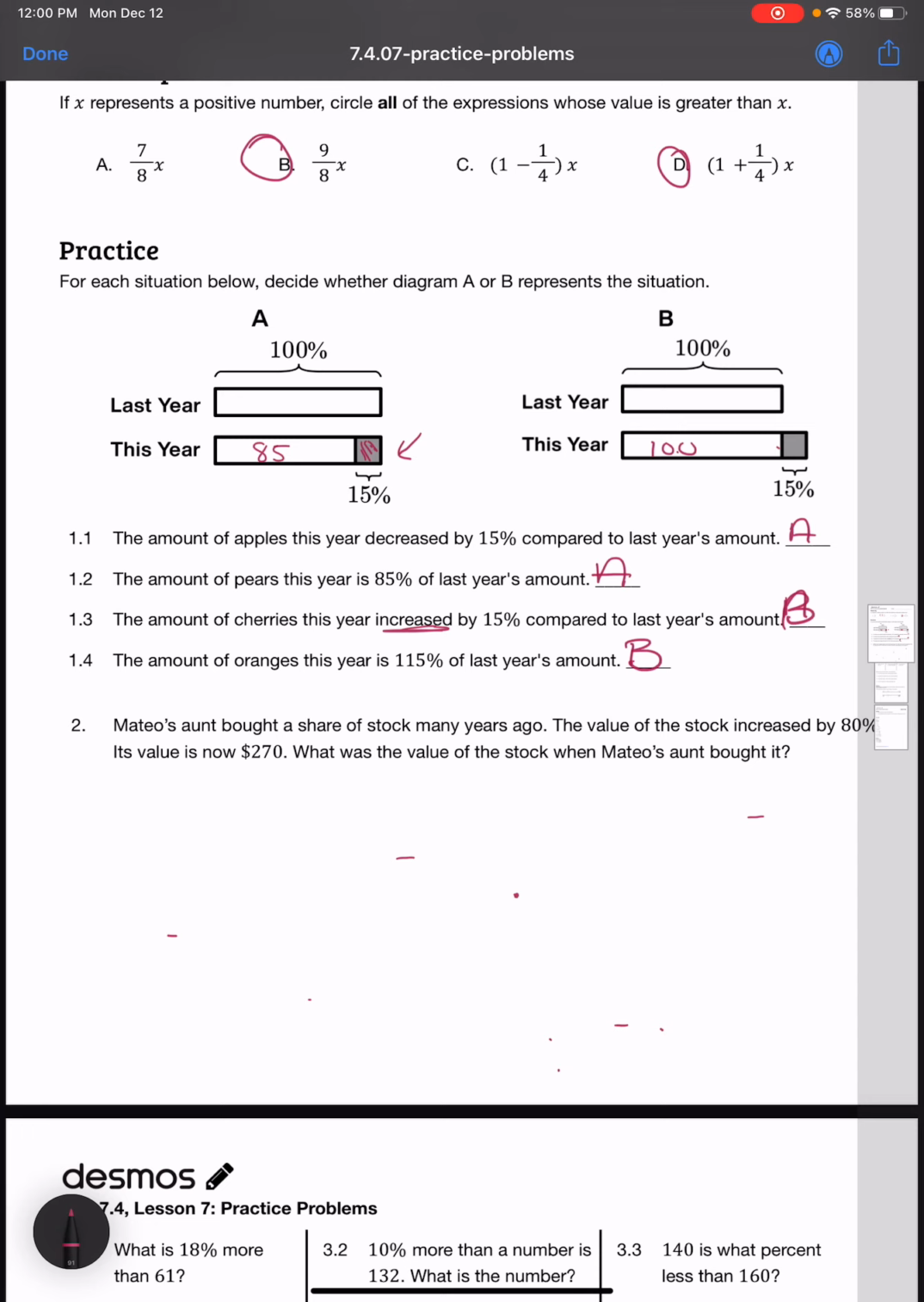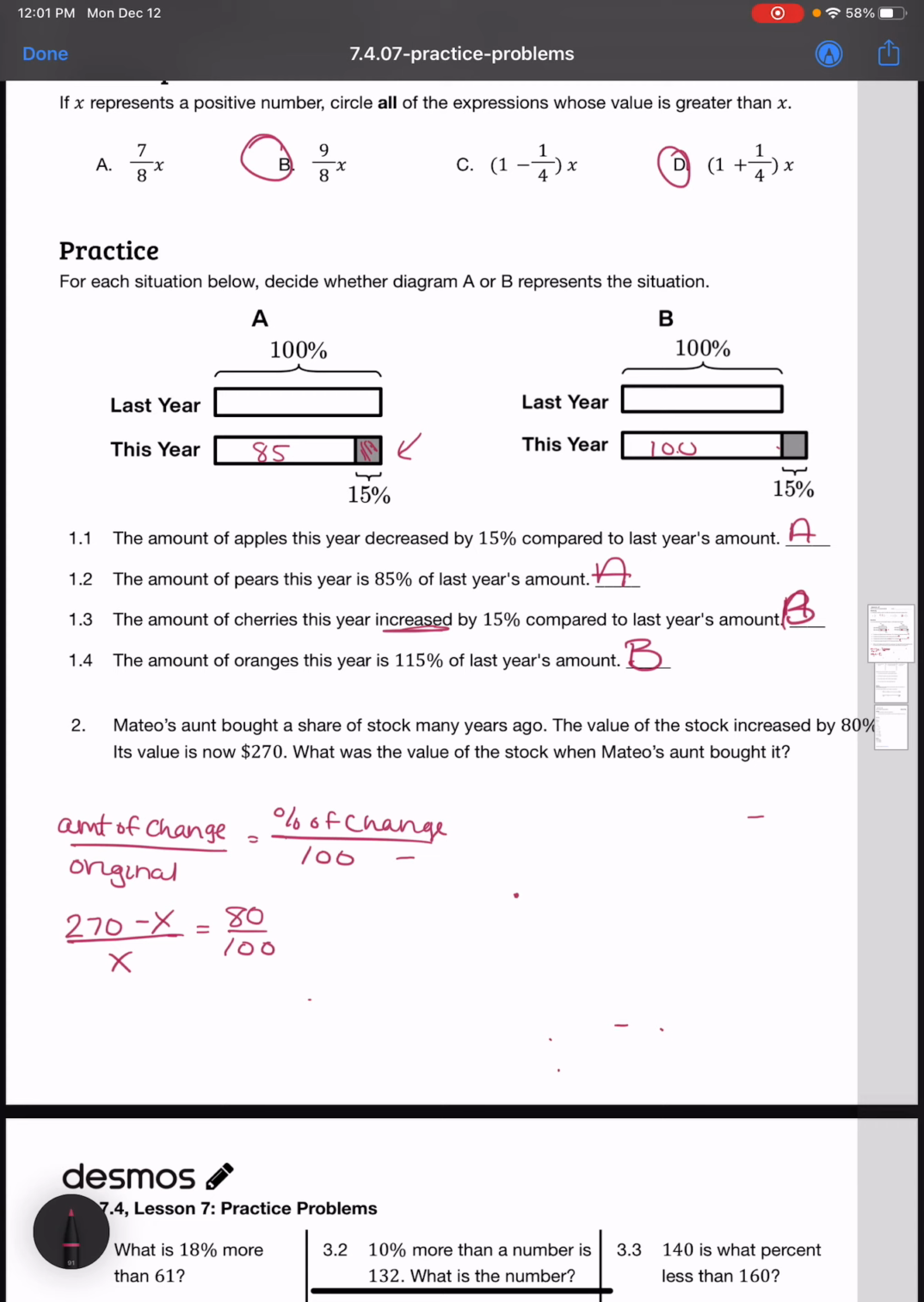So this time, it says Mateo's aunt bought a share of stock many years ago. The value of the stock increased by 80% and its value is now 270. What is the value of the stock when Mateo's aunt bought it? So we would have to find the amount of change over the original amount, and that's going to give us our percent of change over 100. Now, we don't know the original amount, so let's call the original amount x. The amount of change is 270 minus x, over x, and the percent of change was 80 over 100.